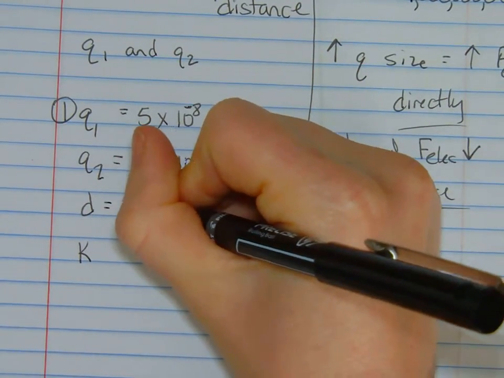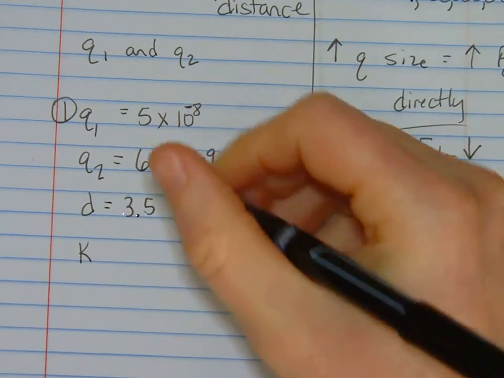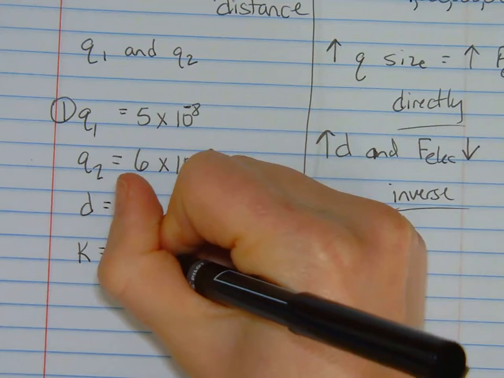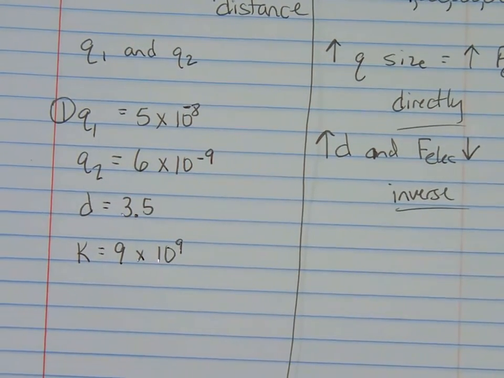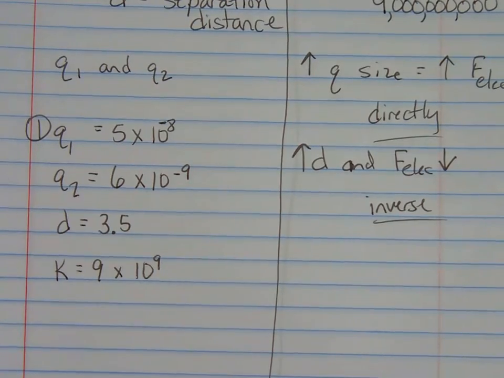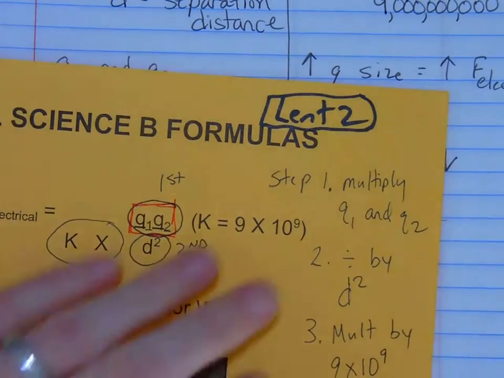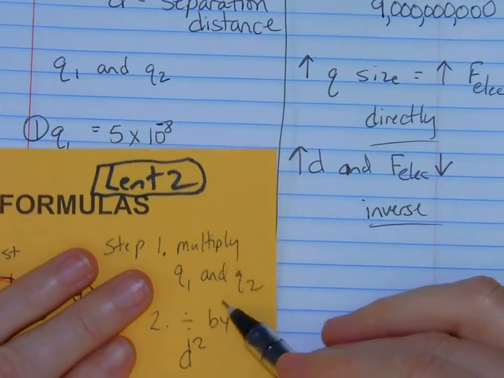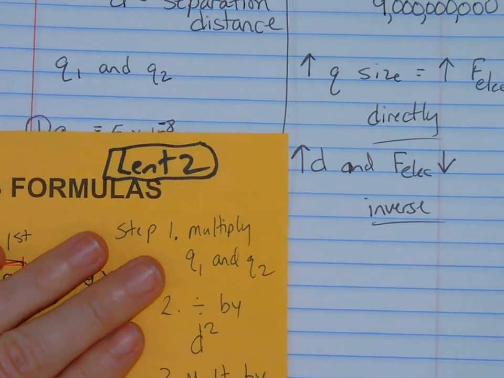The distance they give you is 3.5. Notice it's not squared yet, even though in the equation we need to do that. And K is 9 times 10 to the 9th. So there's the information we need. Now, what I suggest to people in class: this is one of those times when I tell you to write some steps down on your formula sheet, it is not considered cheating. I would just put them on your formula sheet instead of both places, but you're welcome to put them in both.